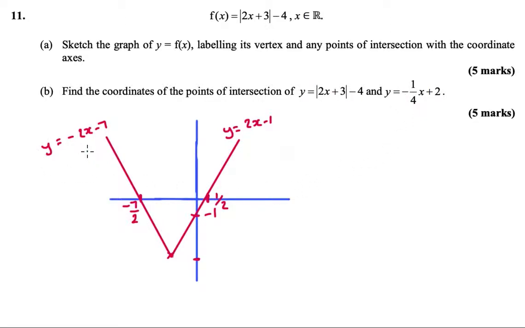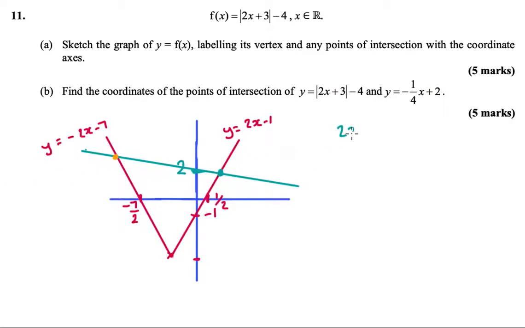Minus a quarter x plus 2 is going to look something like this. So a negative gradient crossing the y-axis at 2, but it's a shallow line. So we want to know where it intersects this curve, that will give us this point, and this curve, which will give us this point. So we're going to solve for the green blob, for this one.